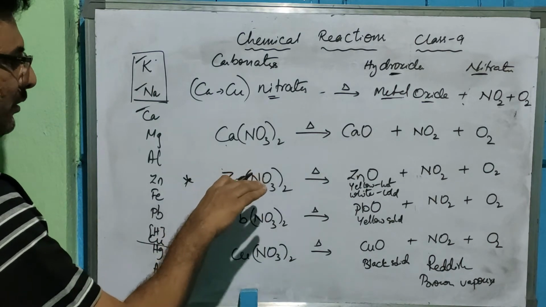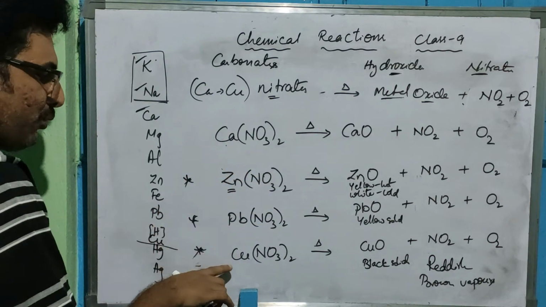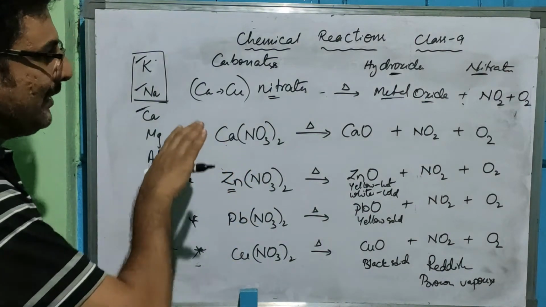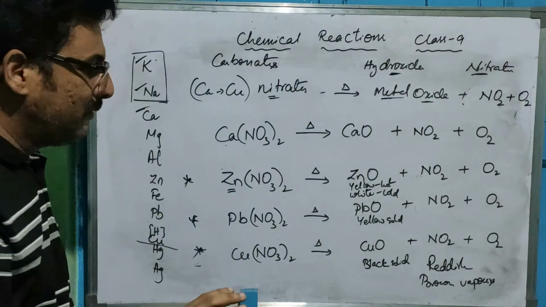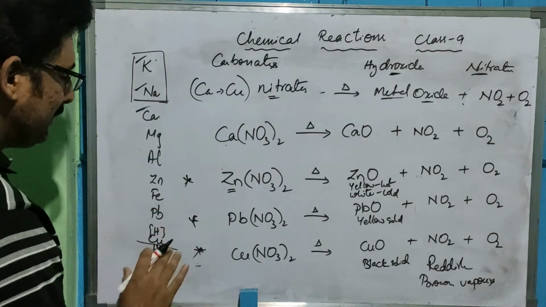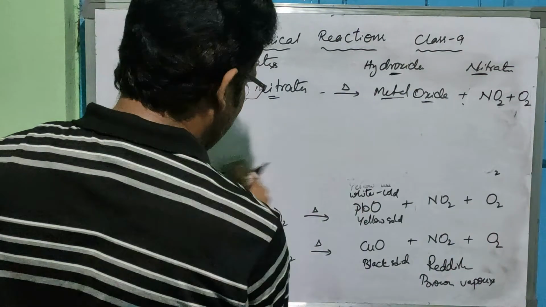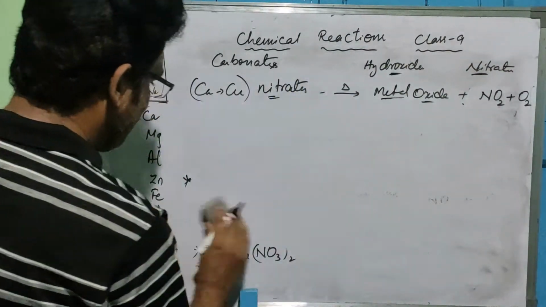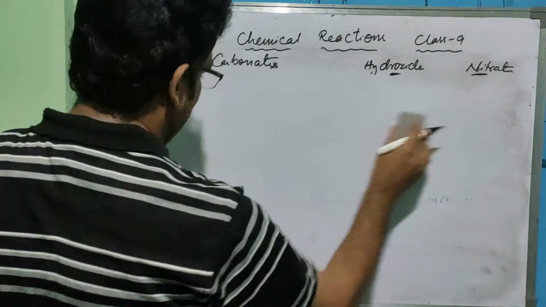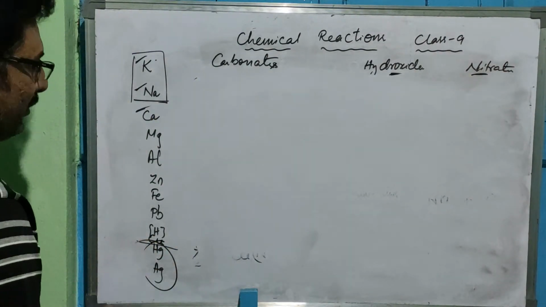So this is the decomposition of the hydroxides, carbonates and nitrates of the metals from calcium to copper. Now what is left? We are left with only two other metals. They are mercury and silver.